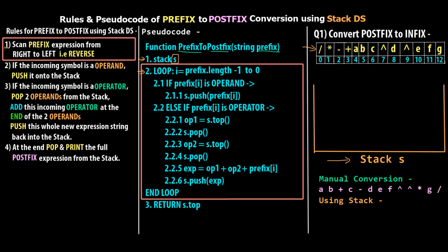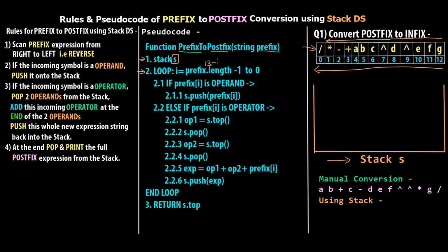And what rule number 1 and the loop are saying is that we have to loop in the reverse order, starting from right to left, that is in this direction. Okay. So over here, what is the length of this prefix string? You can see we are going from 0 to 12, which means that the length is 13. So 13 minus 1 is equal to 12, and we have to go till 0. So starting from index position 12 to index position 0 is where we have to traverse, in reverse order. So this is the loop and the corresponding rule for this loop.